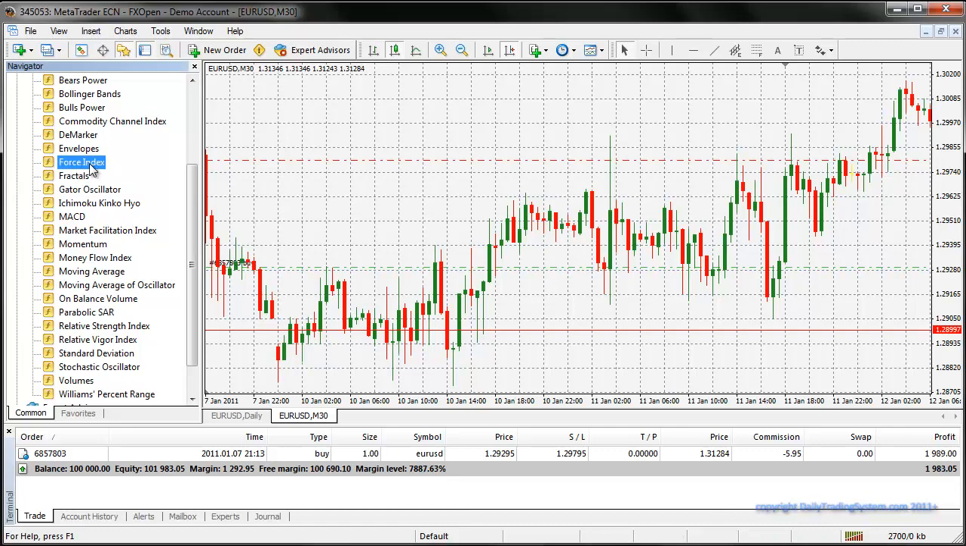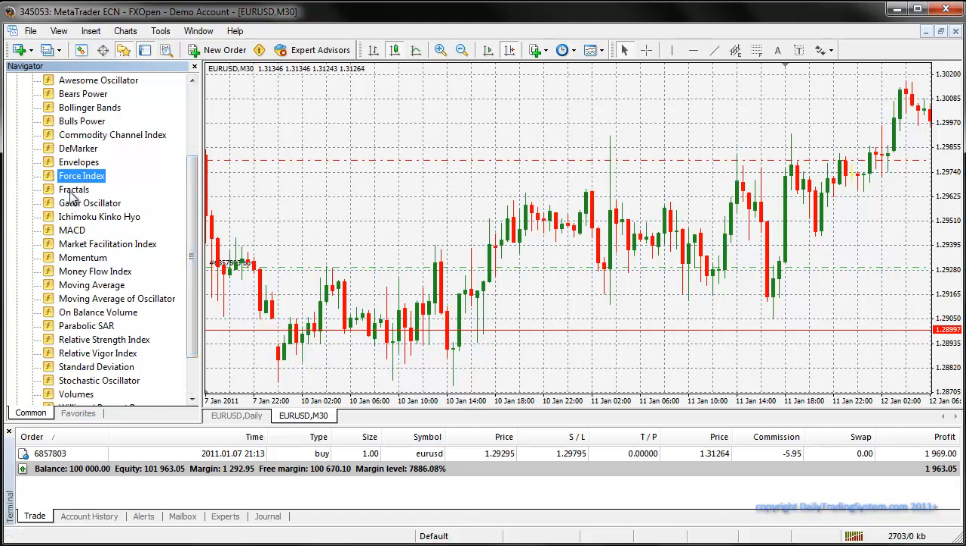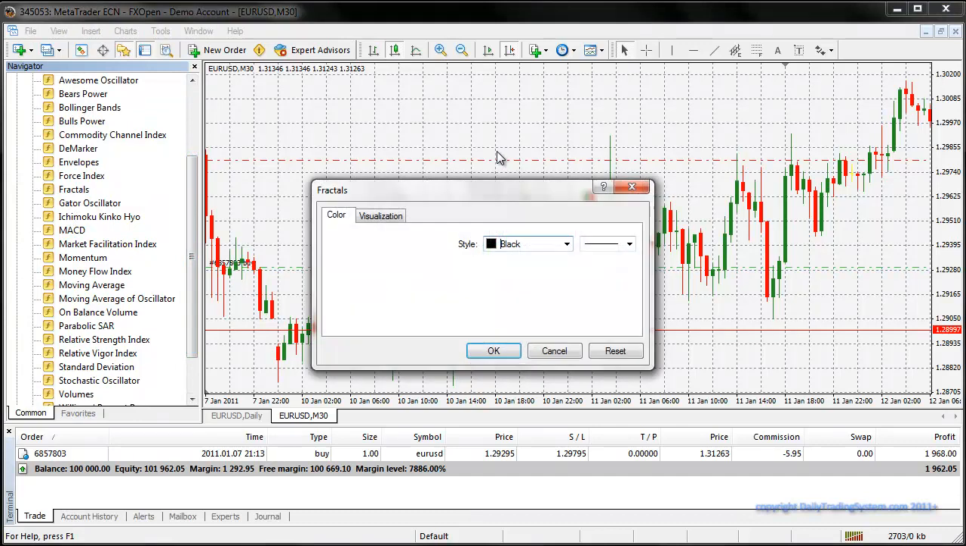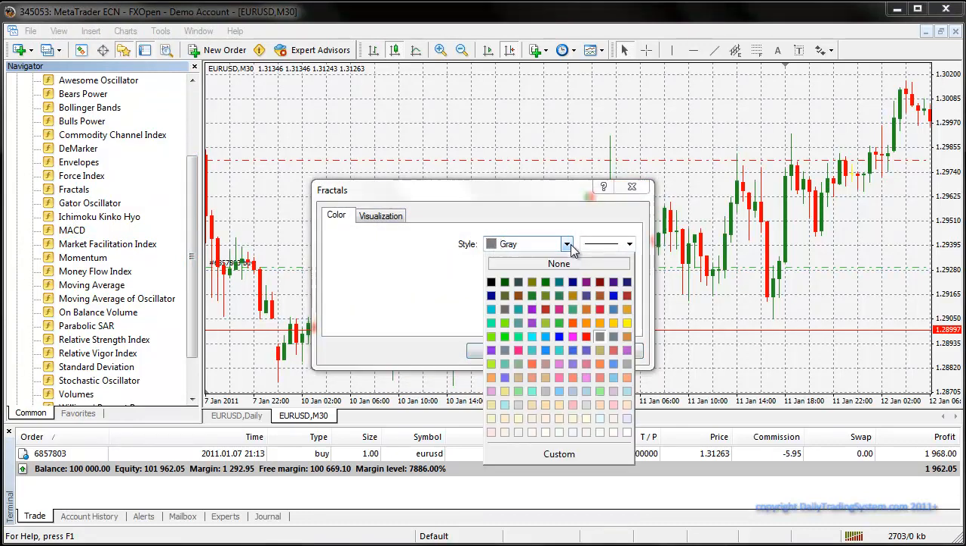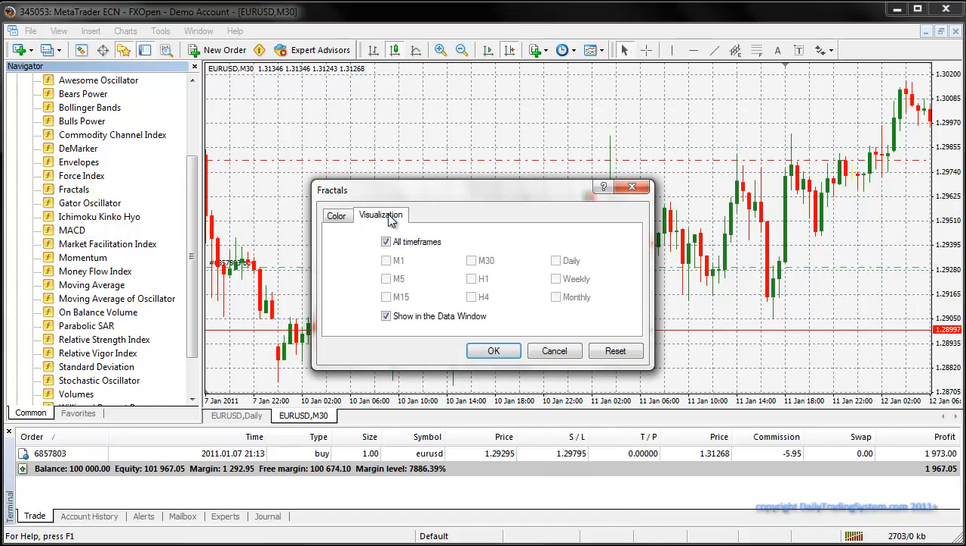The false index was the next one on the list, but I tell you what, the false index is just really not worth its space or its time, so we're not going to bother about that one. The fractal indicator is also a good indicator to use. By default I think it switches this to grey, but let's go ahead and switch it to black anyway.